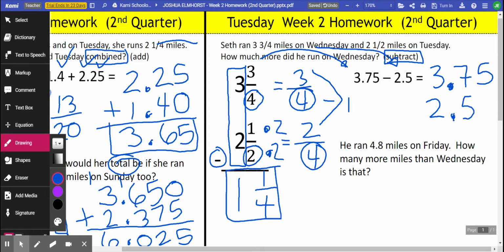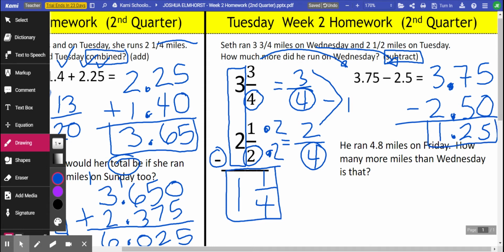Put the 5 in there. Don't move the 5 over. Keep it right by the decimal, and then put in a 0. Now we're going to subtract. 5 minus nothing is 5. 7 minus 5 is 2. Bring the decimal down. And then 3 minus 2 is 1.